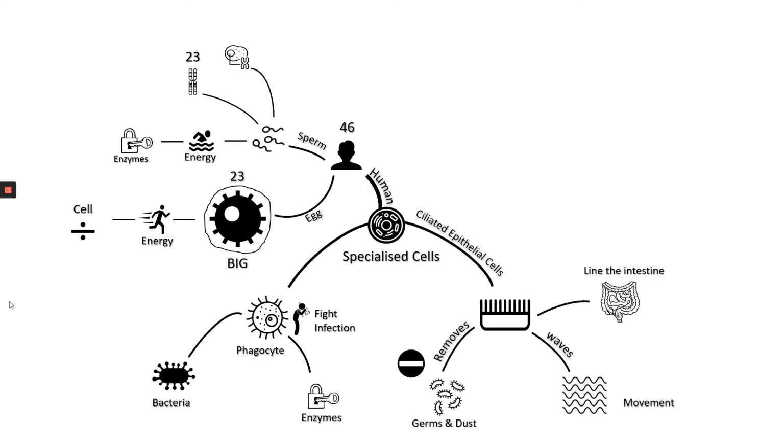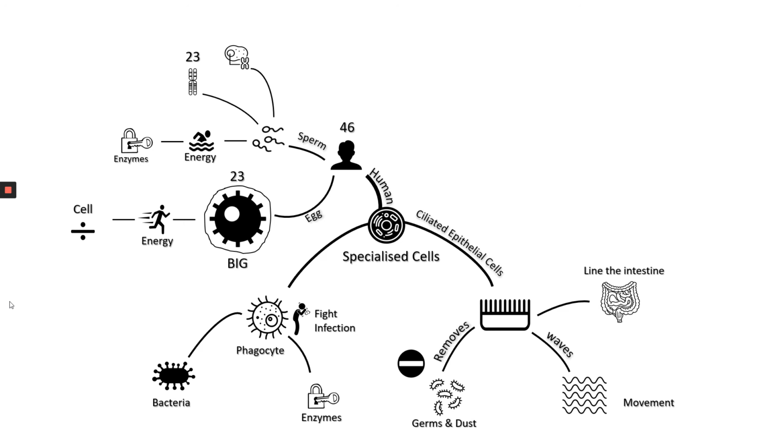The next cell we're going to look at are ciliated epithelial cells. Now these are found in the lining of the intestines and also in the lungs. What they do is they remove germs and dust. And they move in a wave-like motion, so a swish and flick. They swish and flick bits and pieces.